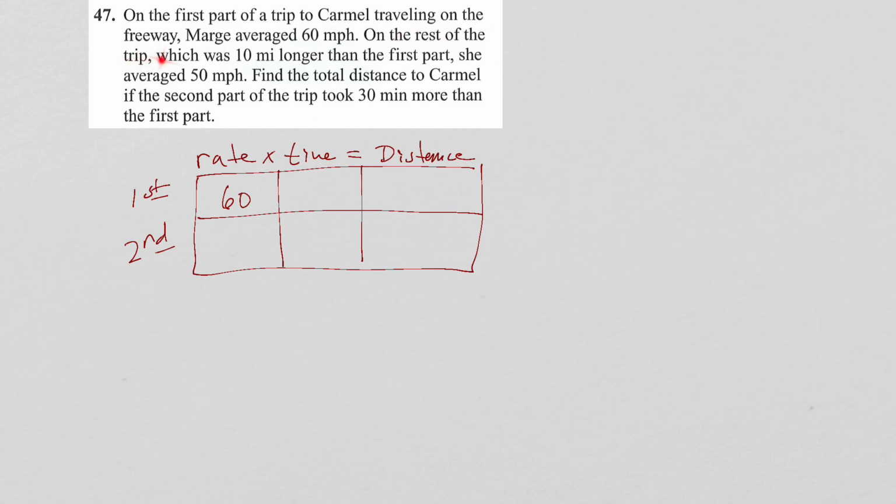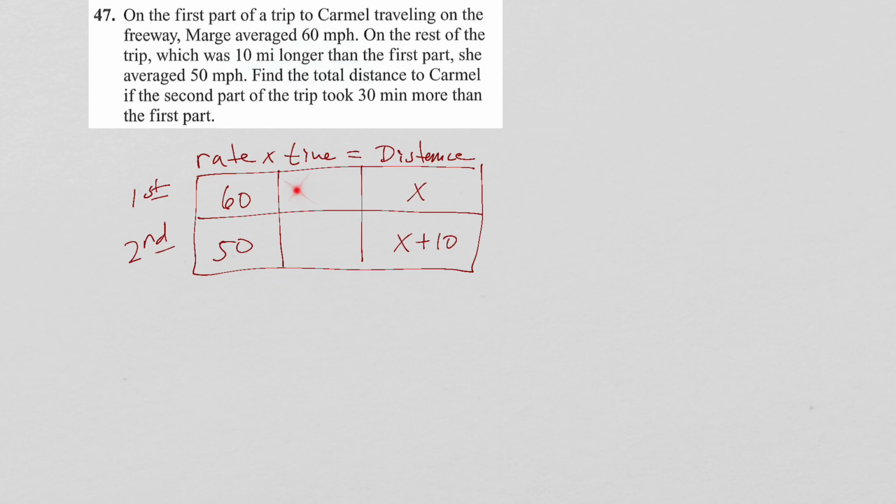On the rest of the trip, which was 10 miles longer than the first part, so the distance here is 10 miles longer than that, she averaged 50 miles per hour. So on the second part, she went 50 miles per hour. Now, this problem gives you this and this, but it doesn't give you this. But we know that this times this is equal to this.